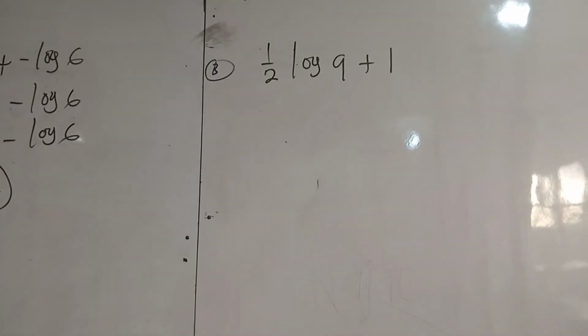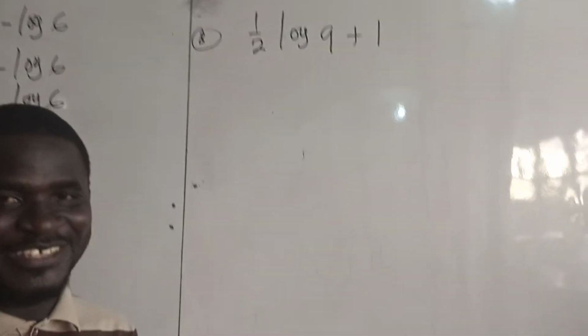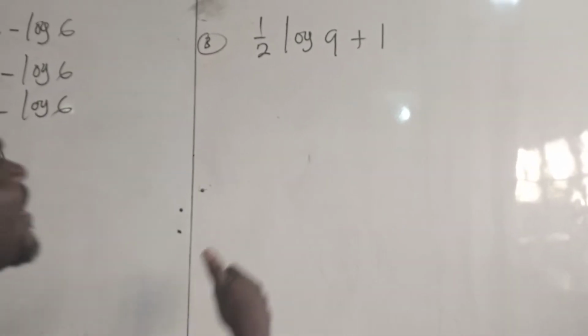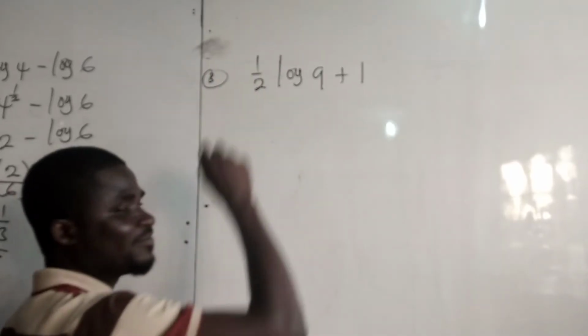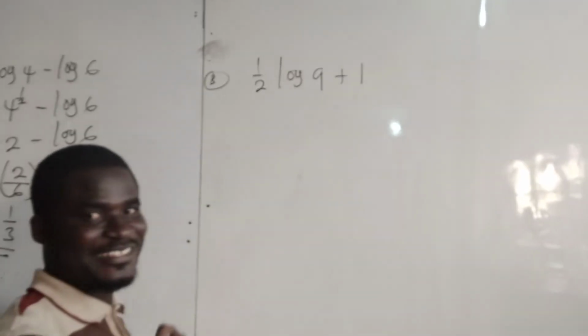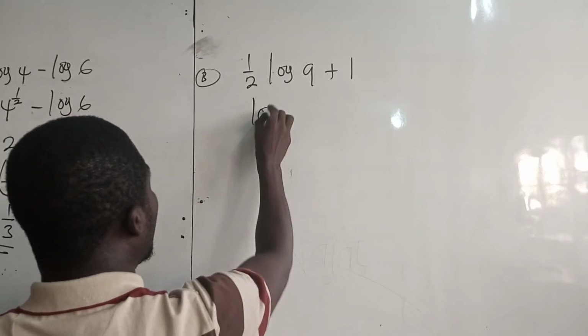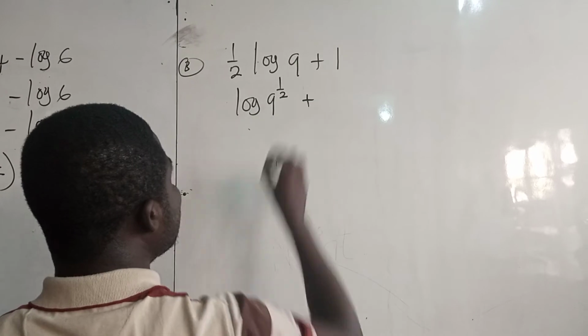Our final question, and I want you to pay attention carefully. It's not difficult, okay? Now, this 1 over 2 here belongs to the 9. So you have to send it back. Okay? So we are going to have log 9 exponent 1 over 2 plus.